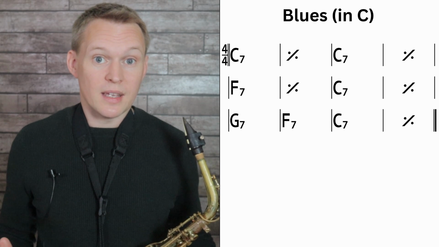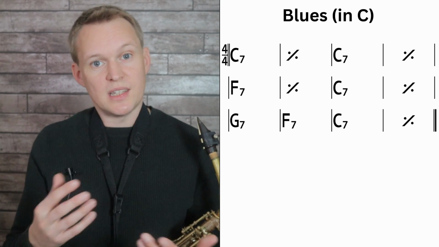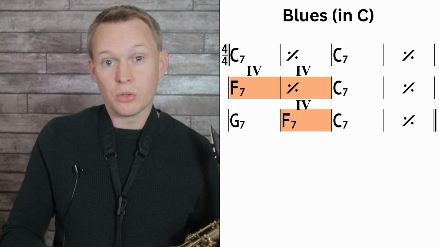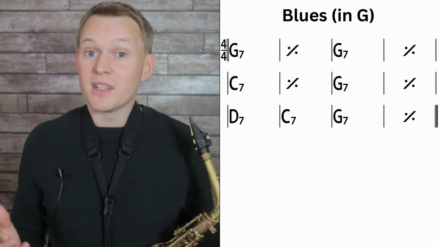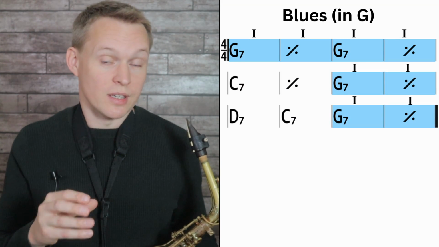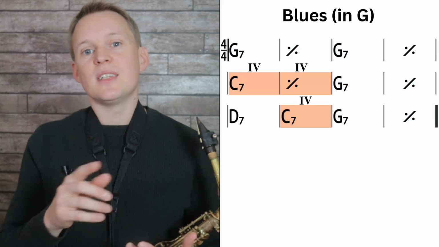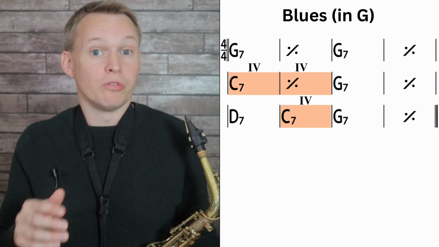Now you probably noticed in the blues in C, there weren't just C7 chords, we also had F7 chords and G7 chords. So now if we take a blues in G, where G7 is our home chord, you can see that C7 is taking the chord 4 position.